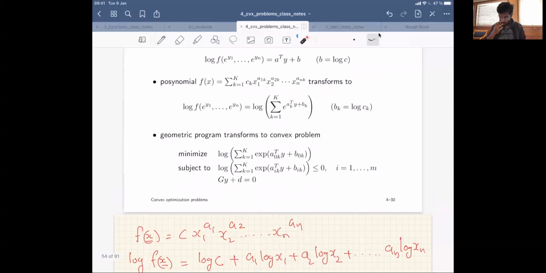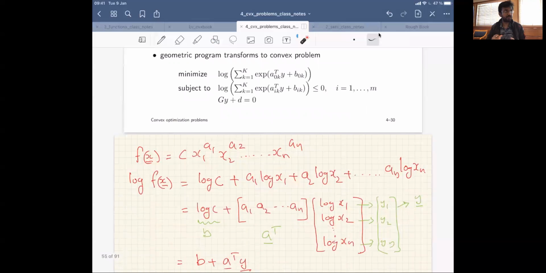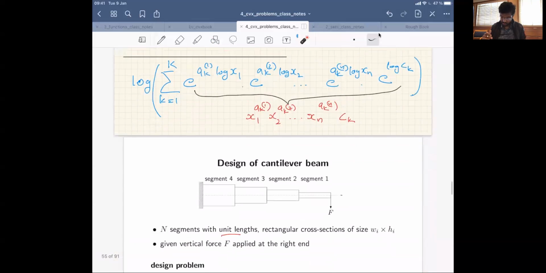That's it. It's very simple. Let's not discuss further because it's very simple. Just take the logarithm, then you have a convex function and a convex problem.